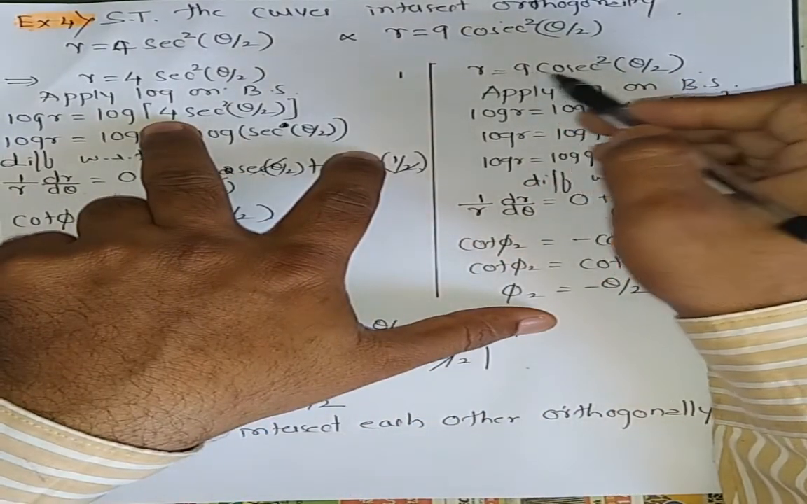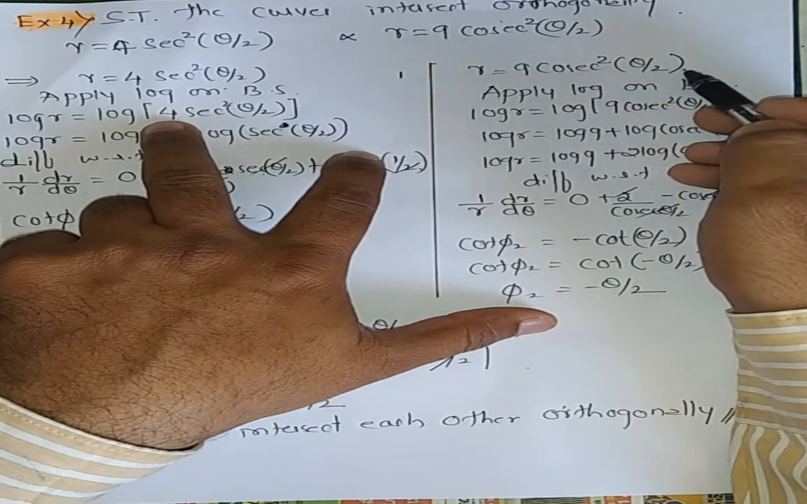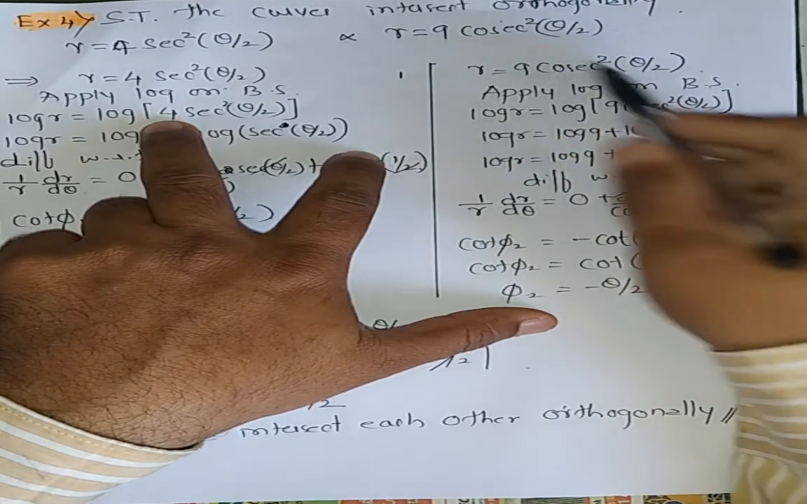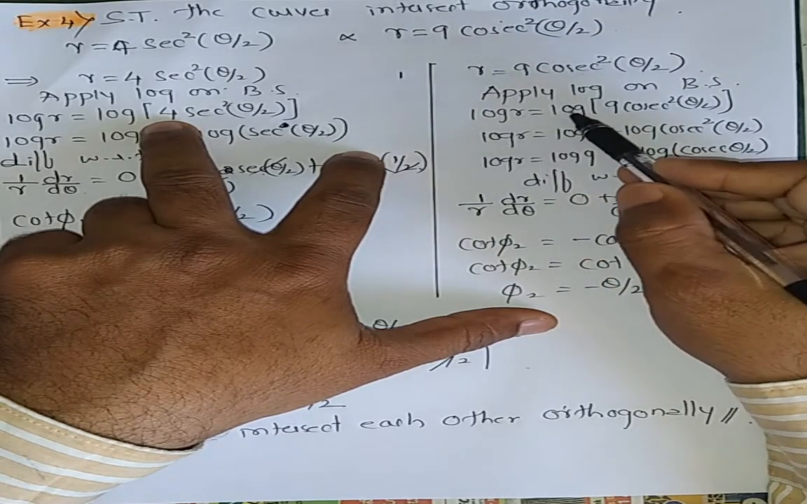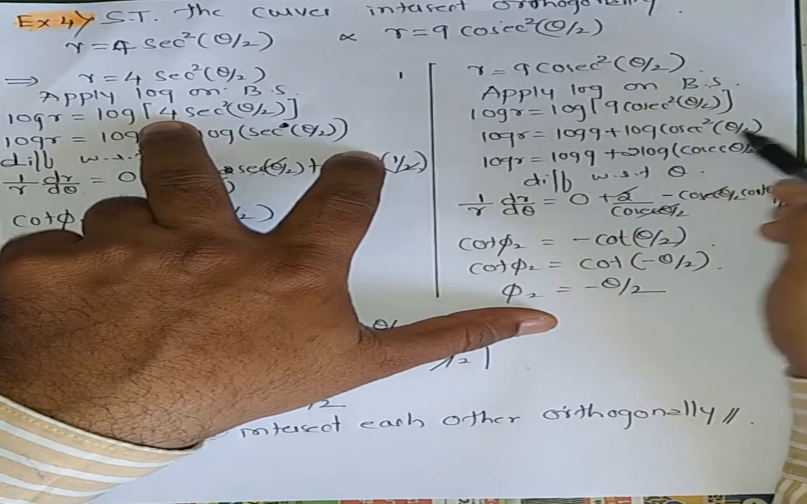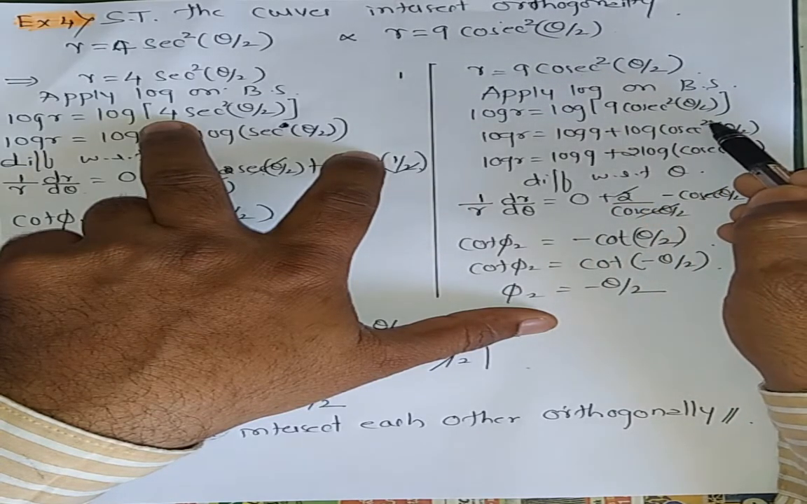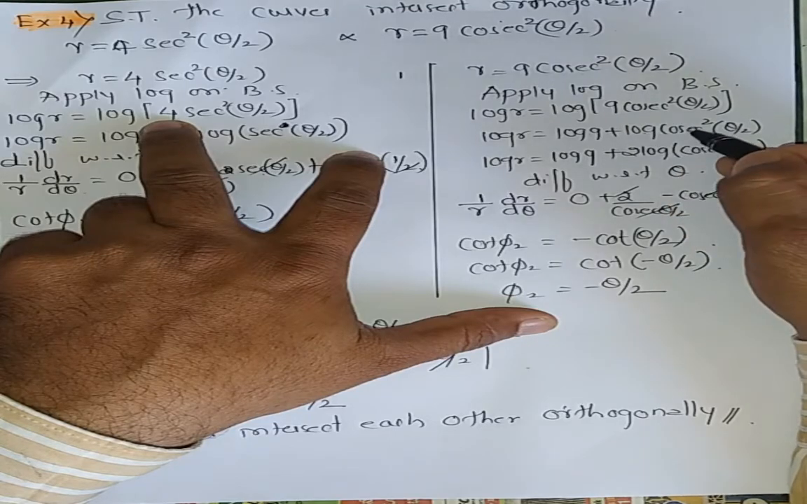R is equal to 9 cosec square theta by 2. Applying log on both sides. So log r is equal to log of this term. Okay, now log r as it is, log m plus log n. I have written like this. Log r as it is, log 9 as it is, log m to the power n. Okay, so you can write log m to the power n.